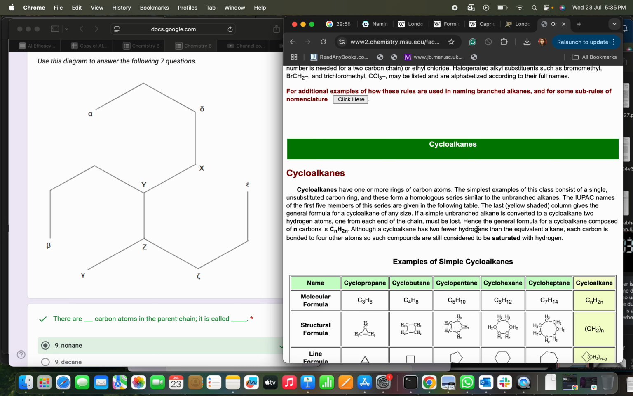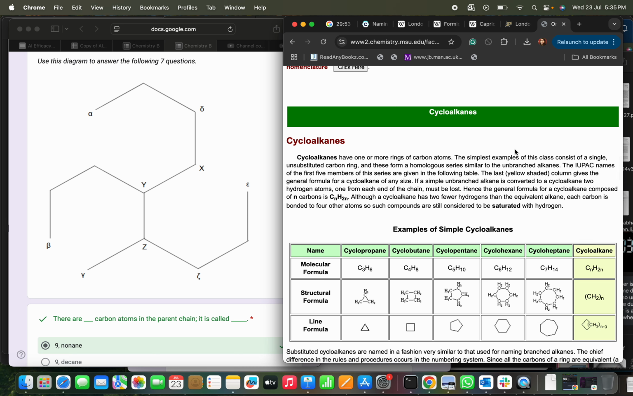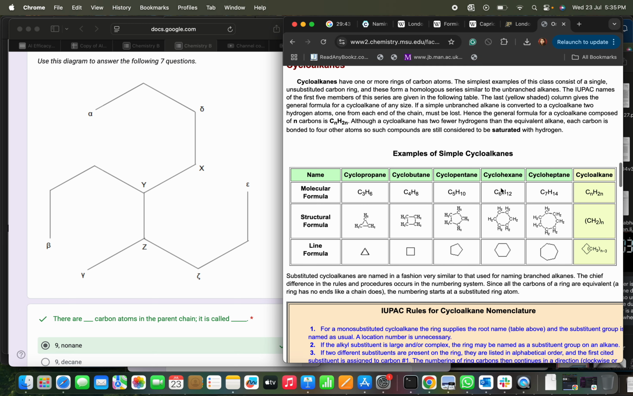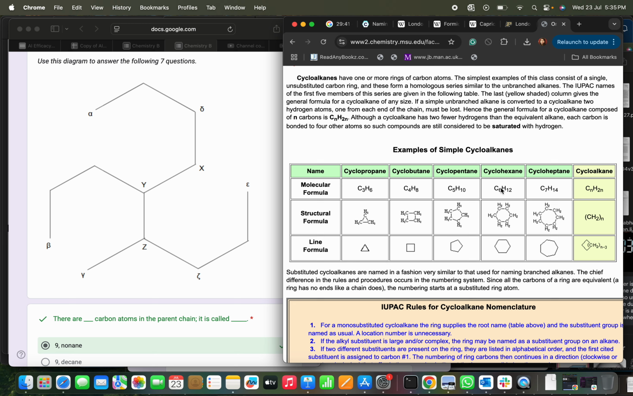That's good. Now, the simplest example consists of a single unsubstituted carbon ring, and they form a homologous structure series similar to the unbranched. The IUPAC names of the first 5 members of this series are given in the following. The last yellow shaded column gives the general formula for the cycloalkane.